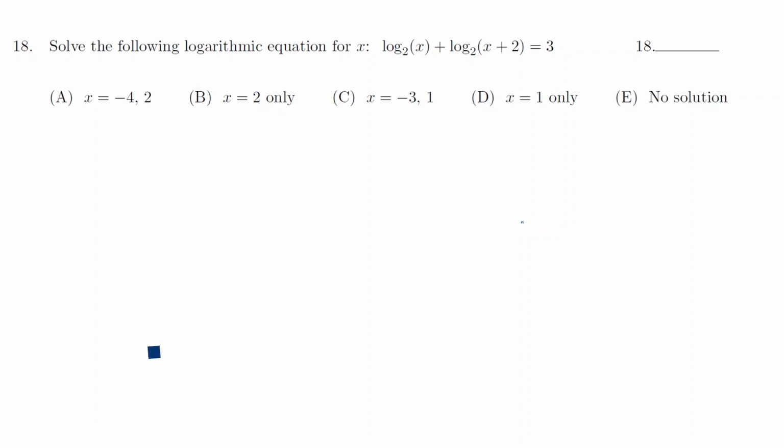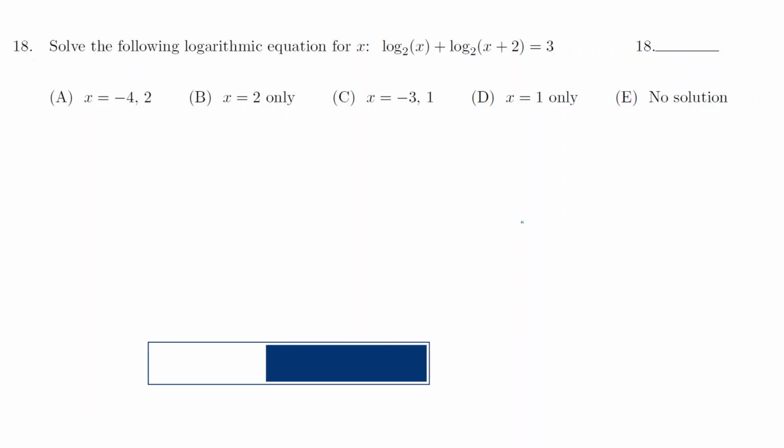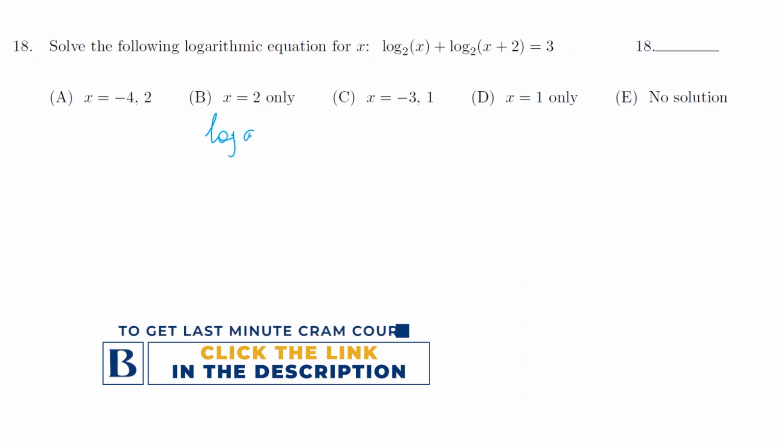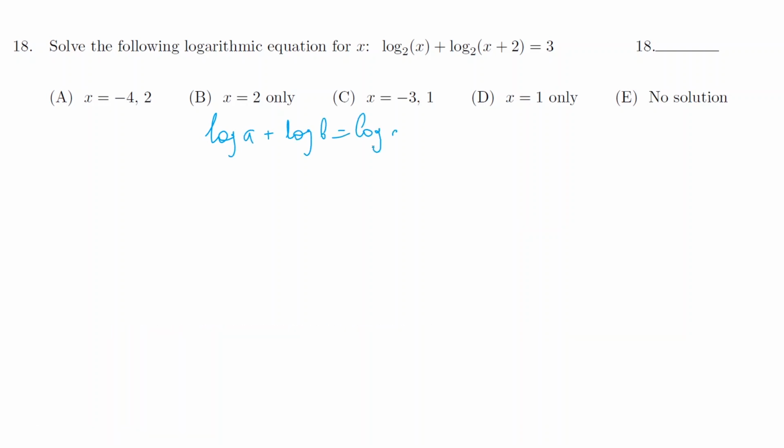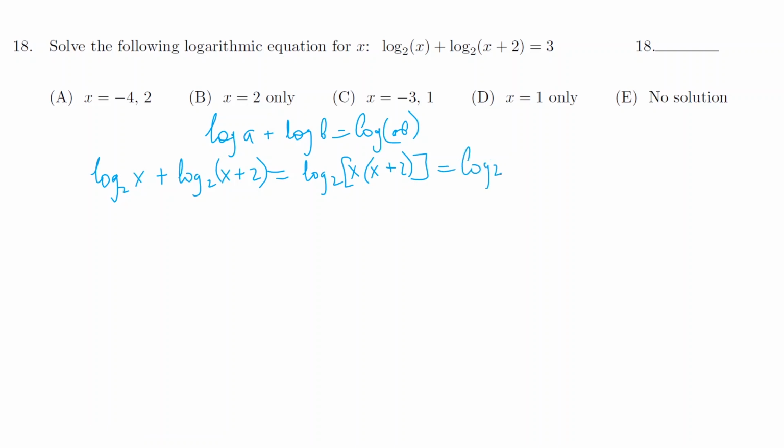Dealing with logs is very simple if you know the rules. Rules go like this. Log of a plus log of b will be equal to log with the same base of ab, which is the product of a and b. So here, log with the base of 2 of x plus log with the base of 2 of x plus 2 will be equal to the product of them. So log with the base of 2 of x times x plus 2, which is the same thing as log with the base of 2 of x squared plus 2x. Now we know that this thing is equal to 3.